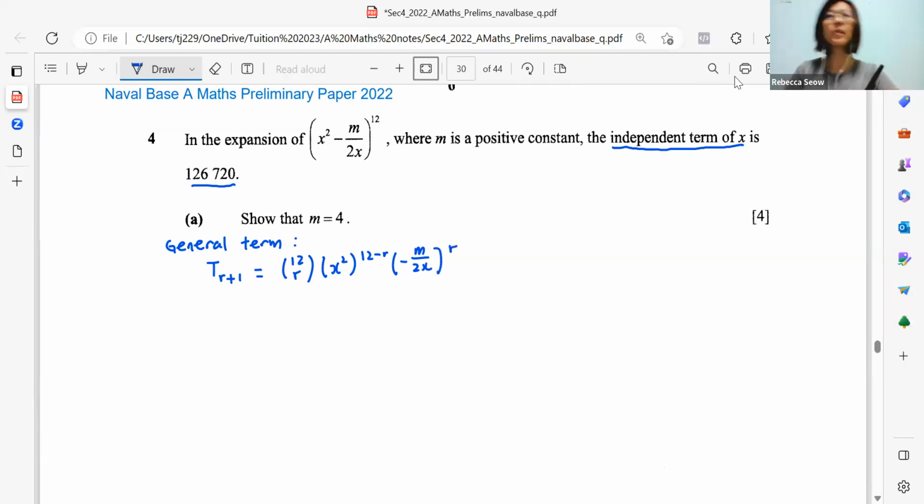From here, we will have to manipulate all the terms such that the non-x terms are grouped together, and the x together with its powers are grouped together. So how do we do that? 12 choose r remains as it is. We could simplify the power, which gives us x to the power of 24 − 2r. And for the other portion, let's use indices to split up the fraction.